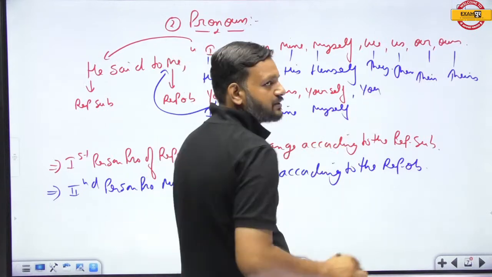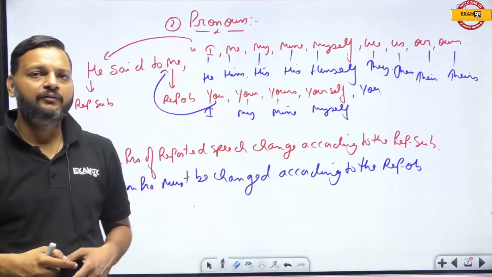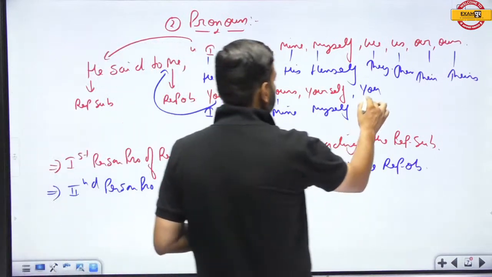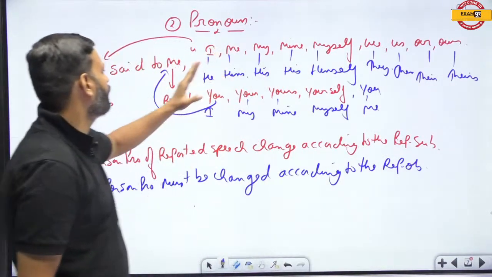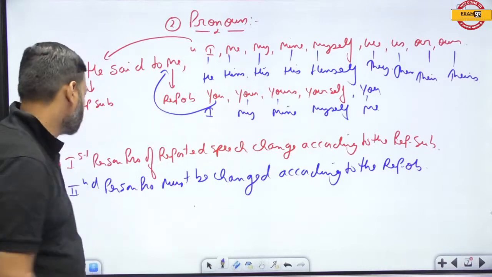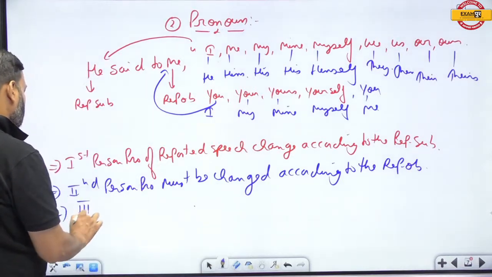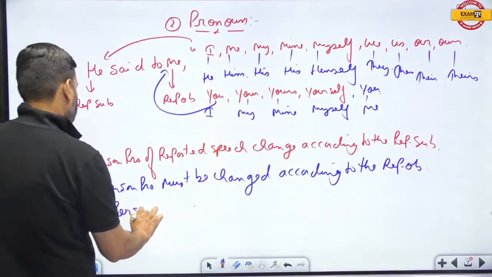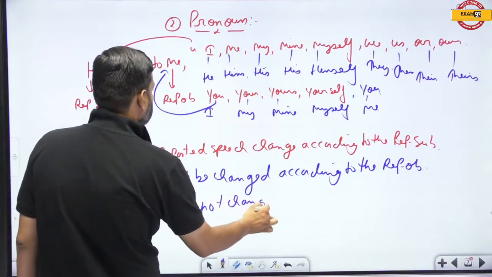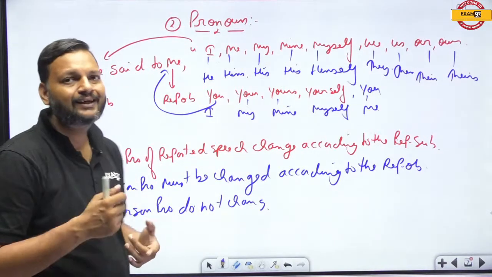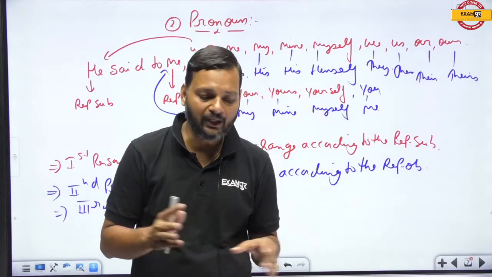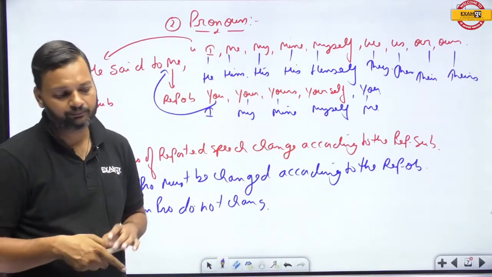And if there is one more you which is the reporting object, because you is subject and object both, so if you is in place of an object, it would become me. So first person pronouns must be changed according to the reporting subject, and second person pronouns must be changed according to the reporting object. And third person pronouns do not change. So what are third person pronouns? He, she, it, they, him, her. These are third person pronouns. They do not change. Okay.